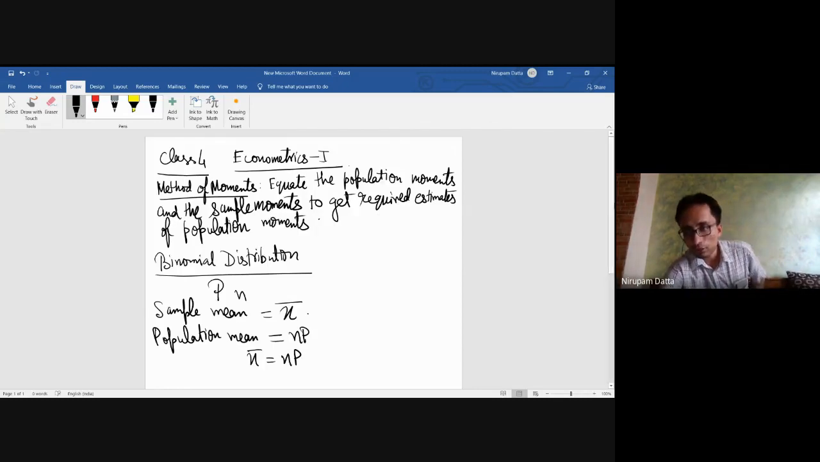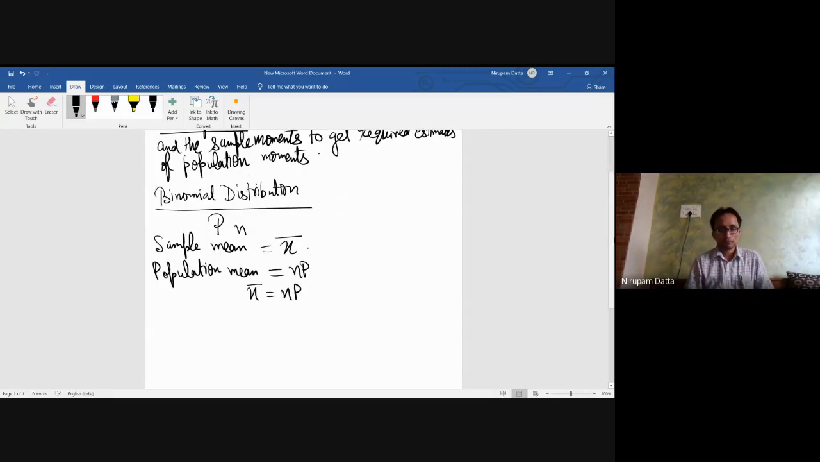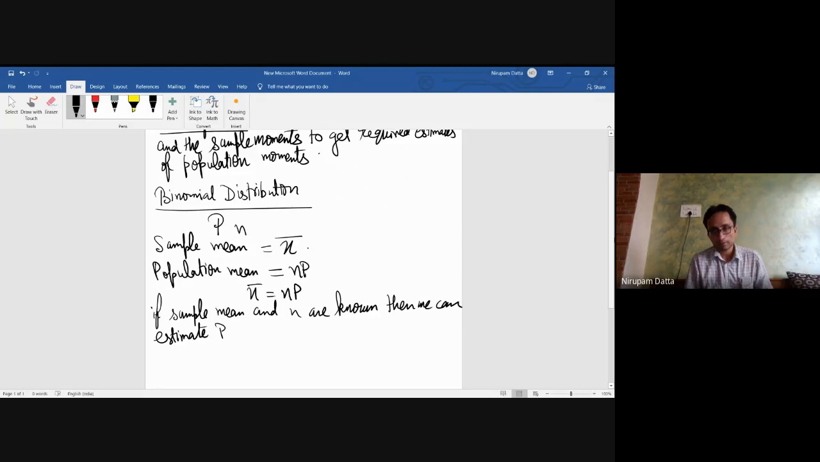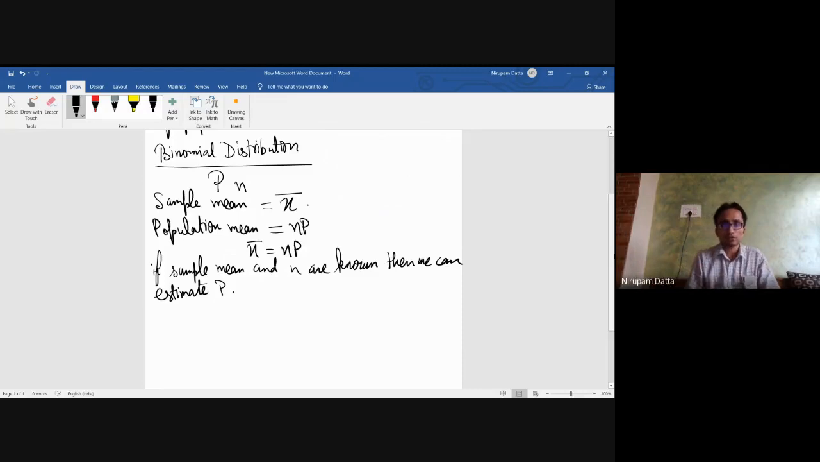So now if we know the sample mean and N are known, then we can estimate the population parameter P. Now let us consider a situation. So this is one situation. So this is situation 1.